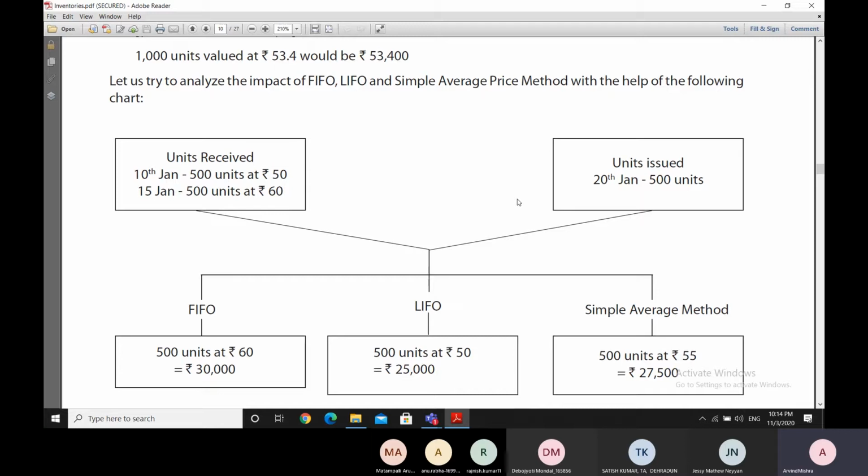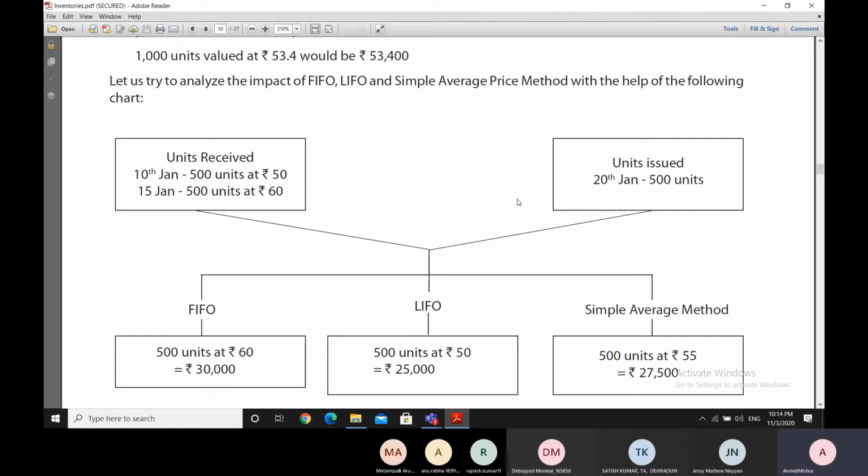And if we were to take the simple average method, then all that we have to do is add up 50 and 60 and divide by 2. So we get an average rate, or an average price, of 55. And if we value the remaining stock of 500 units at the rate of 55, we get a figure of 27,500.